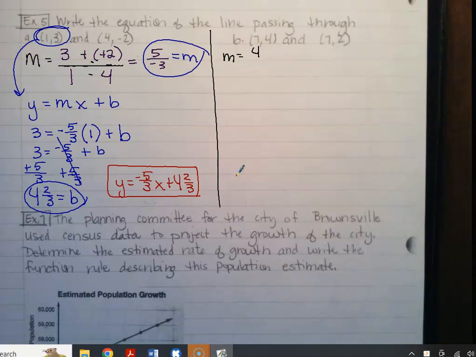It helps if you would take notes, because we have to use the formula. Slope equals the y values subtracted from each other and the x values subtracted from each other. So 4 is a y value. What's the other y value? 2. So 4 minus 2 over 7 minus 7.